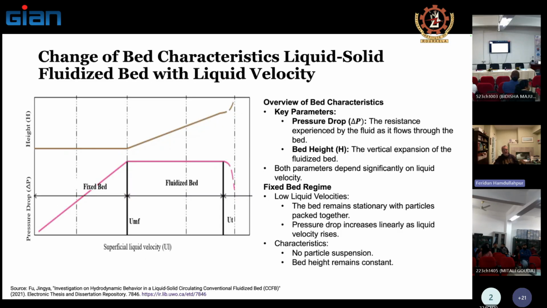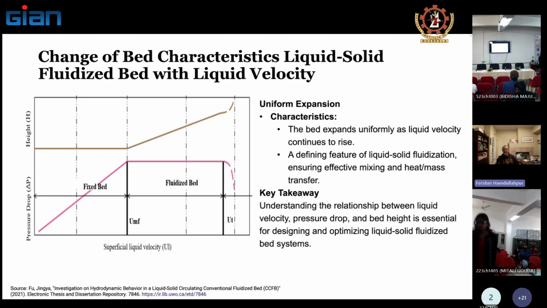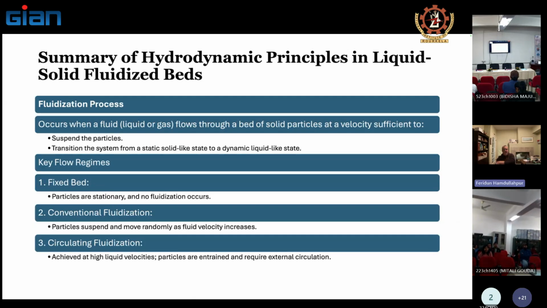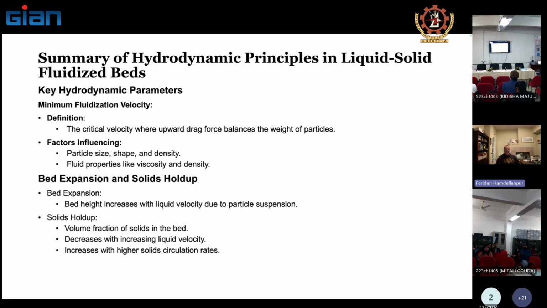I showed you these. At this height, you have a fixed bed. Bed expansion is flat. When it's fluidized, of course, bed expansion rises until you reach the terminal velocity and you start removing the particles. Then bed expansion stops. These are all summarized in different regimes. I think we covered all of these under the gas ones.